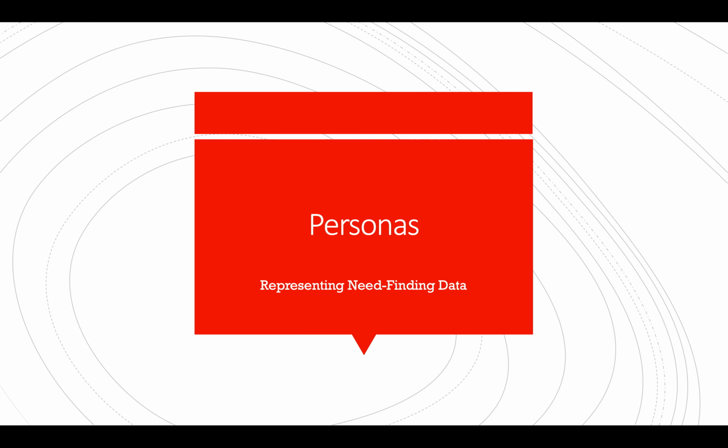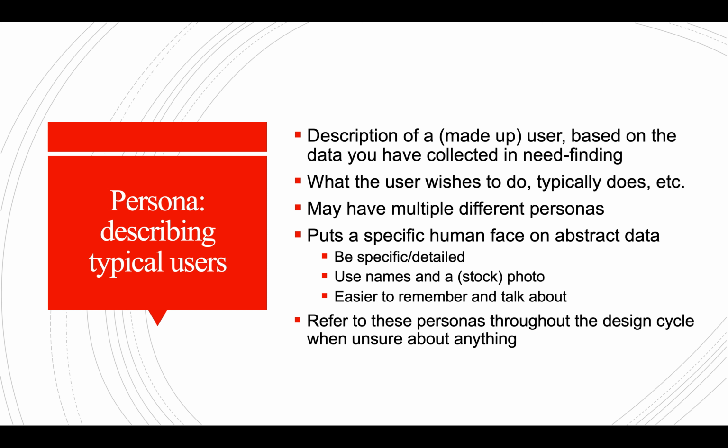So, okay. Those were the methodologies for need finding. Personas is a methodology for actually representing the data that you've gathered through your surveys and interviews and observations and diary studies. A persona is basically a made-up description of a potential user, and you're making that description up based on all that information that you've collected. So it sort of represents a typical user, what they like to do, what they typically do, who they are, what their personality and status in life is, that kind of thing. And you may end up having to develop a bunch of different personas for the type of system you're designing.